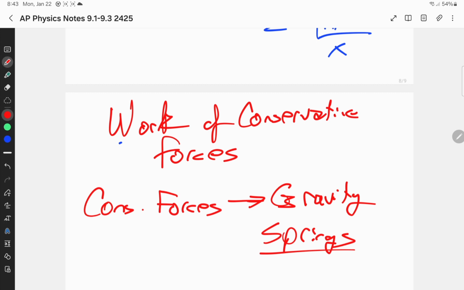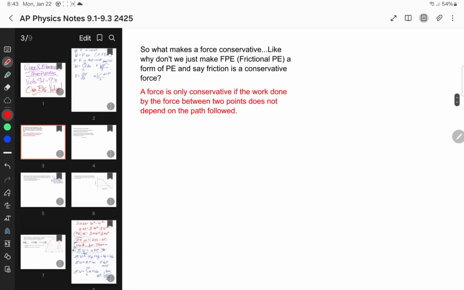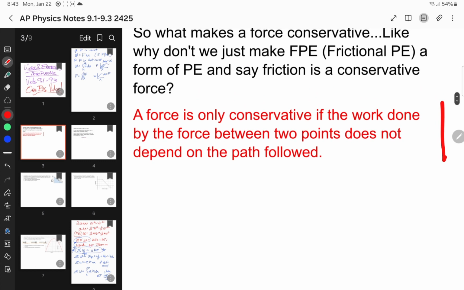There's a technical definition for conservative forces that I guess I should take a brief moment and discuss, right? So what makes a force conservative, right? Like, why don't we just make friction a conservative force and just create a form of energy called frictional potential energy? And the reason is a force is only conservative if the work done by the force between 2 points does not depend on the path it followed.